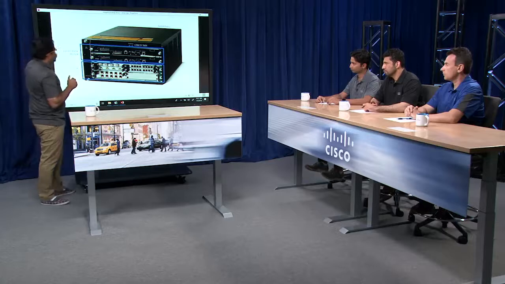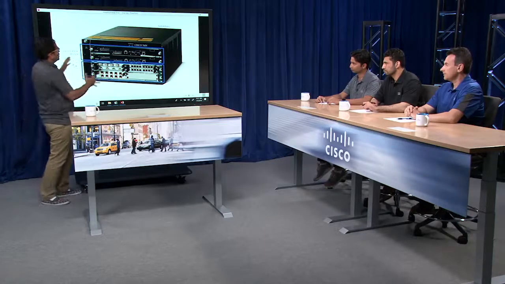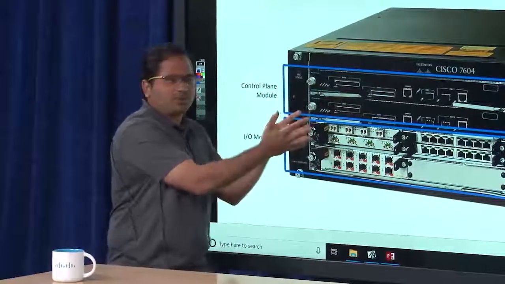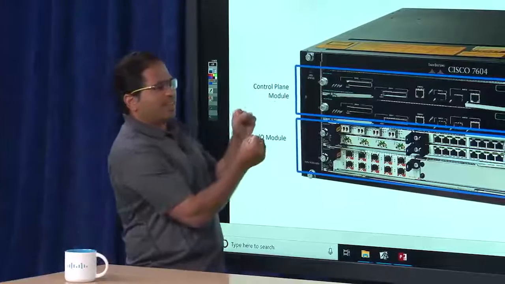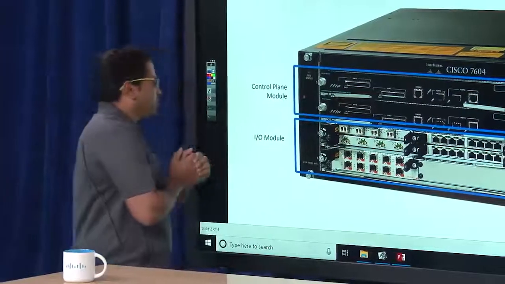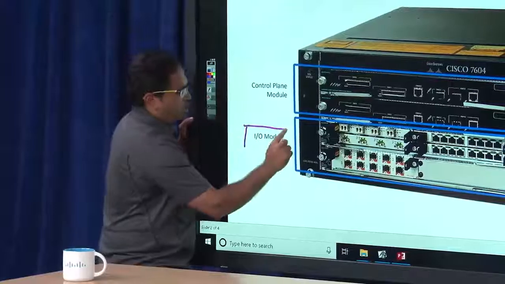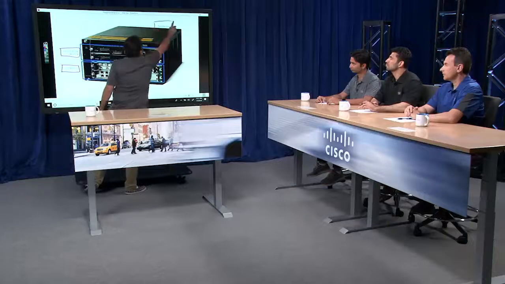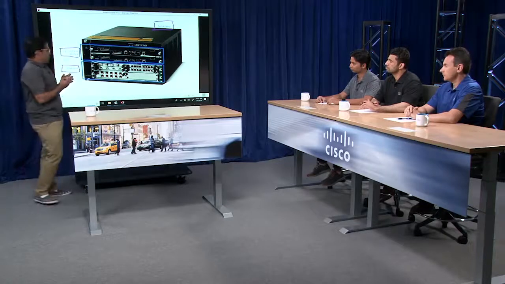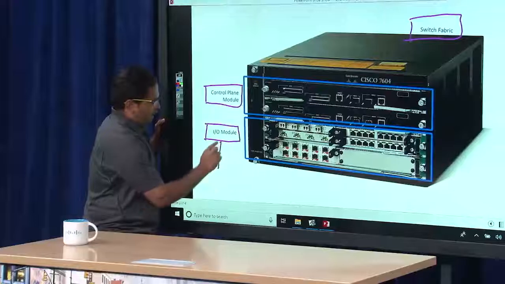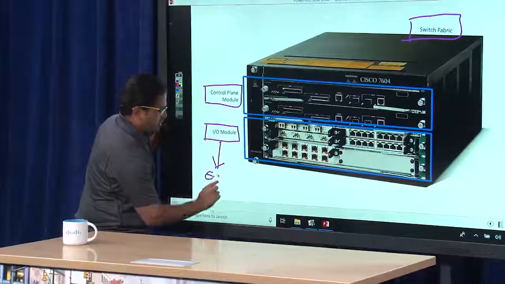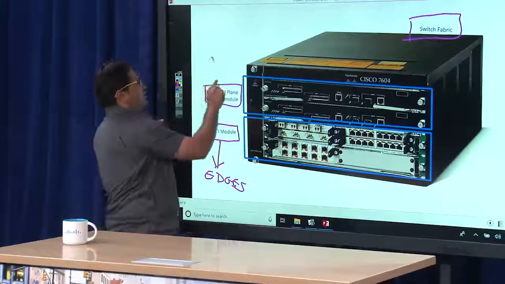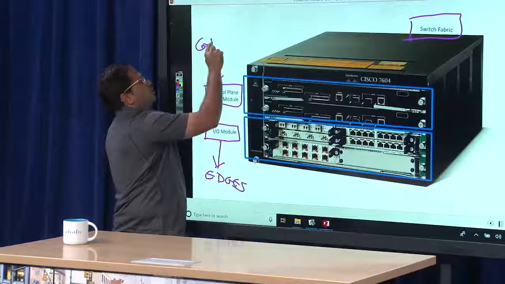Okay. So let's see how SD-WAN came into being from this architecture. SD-WAN is essentially the same 7600 router. There is no difference between SD-WAN and our traditional router. What SD-WAN brings is splitting these three components to build a network. So the I/O module we call the edges. This control plane module we call the controller or the smarts.